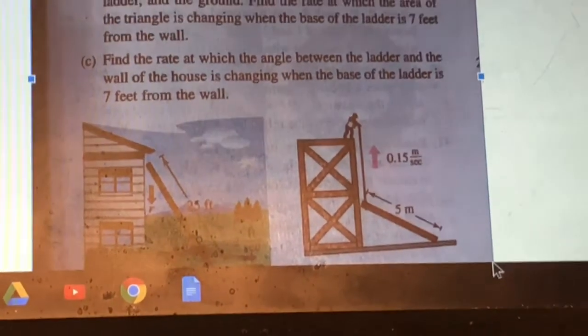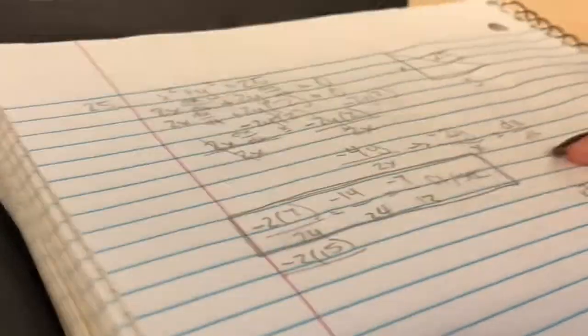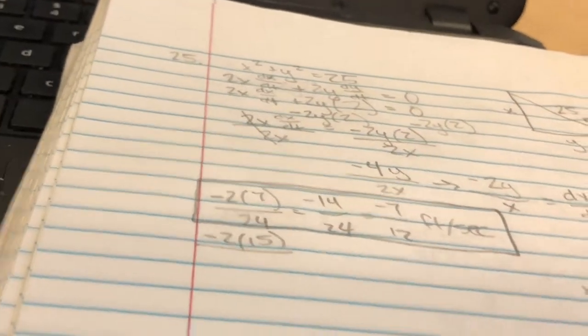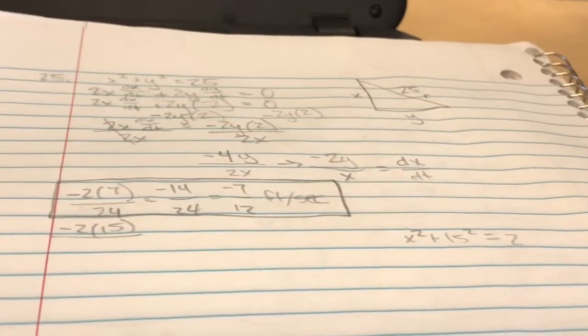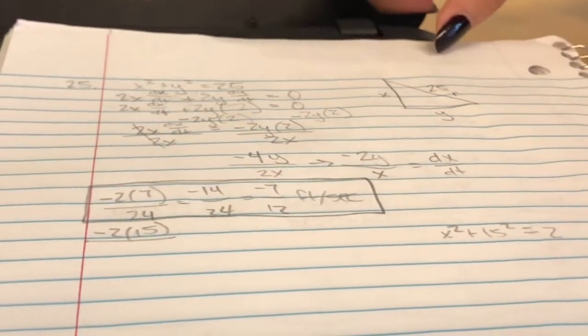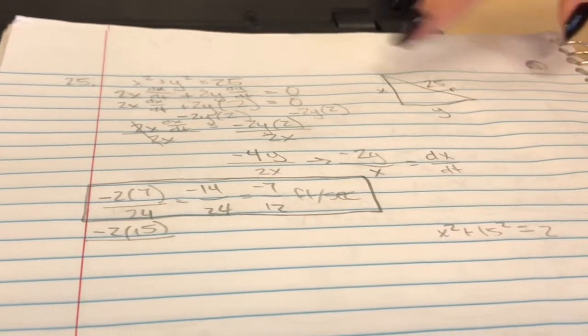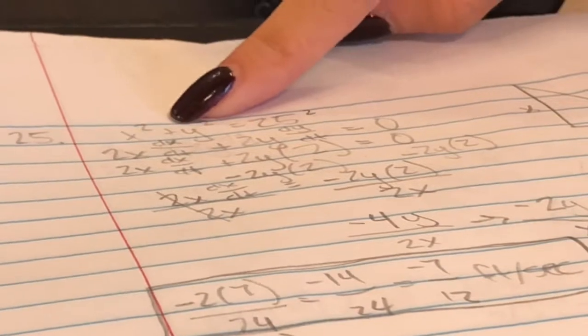So over here, we're just going to explain how to do it if the base was 7 feet. The first thing you need to understand is the equation of a triangle. So that would be x squared plus y squared equals r squared. So it would be x squared plus y squared equals 25 squared. And based off of this equation, you're going to find the derivative of it.